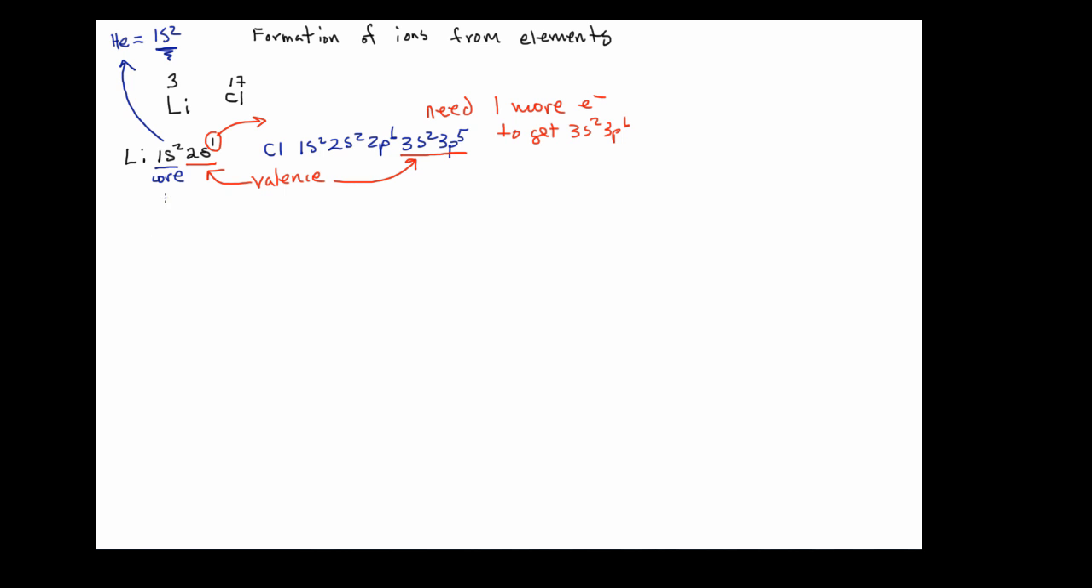So let's take a look at this from a slightly different point of view. Lithium normally has 3 protons. We can write that this way, plus 3 protons. Once it gives up the electron to chlorine, it's going to have 2 electrons. We add these two numbers together and what we get is a net charge of plus 1. So the lithium is going to ionize to Li+.